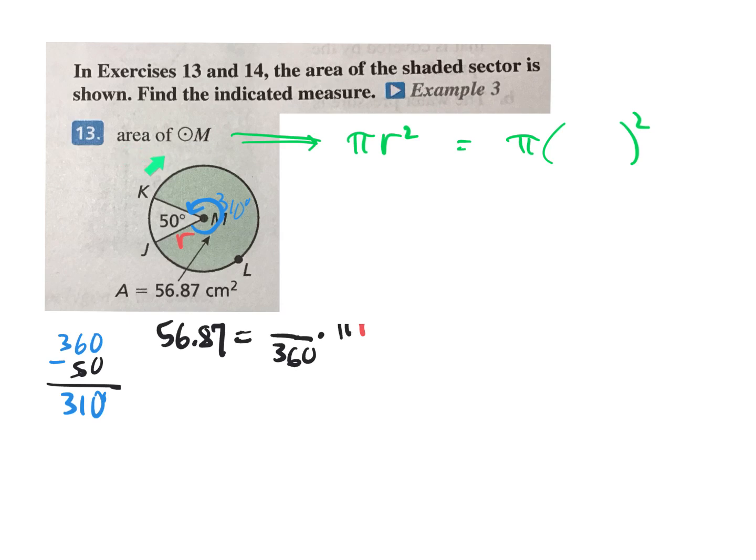Alright, find the area of a circle. We know the formula is pi r squared. If we can find the radius, then we'll know the area of the circle. So we need to find the radius.